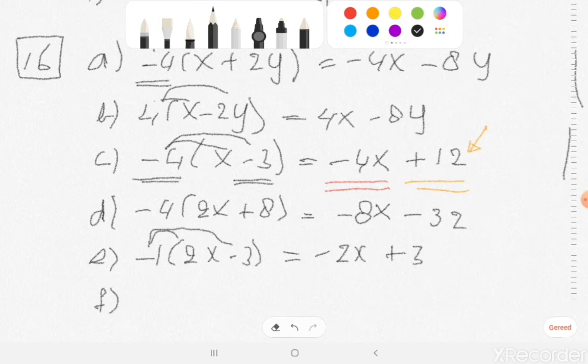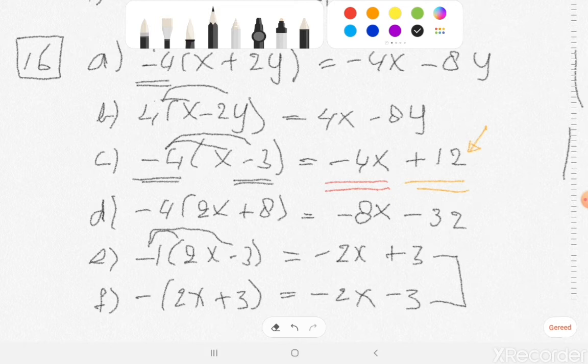And then the last one, F, minus, and then 2x plus 3. It looks like exercise E, but right here we need to do plus 3. Minus 1 times 2x is minus 2x, and minus 1 times 3 is minus 3. So if you look at the answers from E and F, you will find the difference: at exercise E, inside the bracket was minus 3, and now it is plus 3, and at exercise F, inside the bracket was positive 3, and now if we're multiplying out the brackets, it's minus 3.